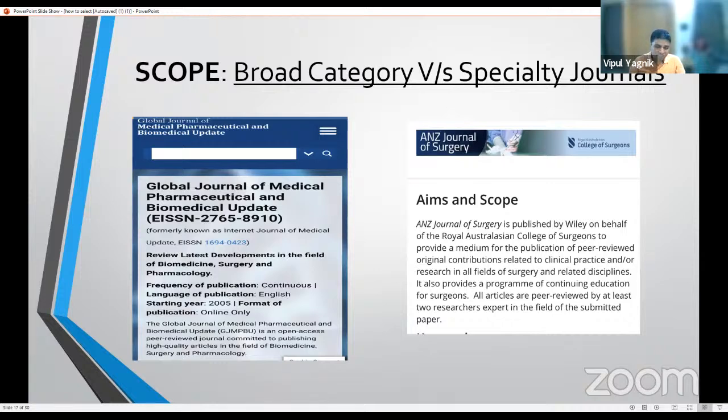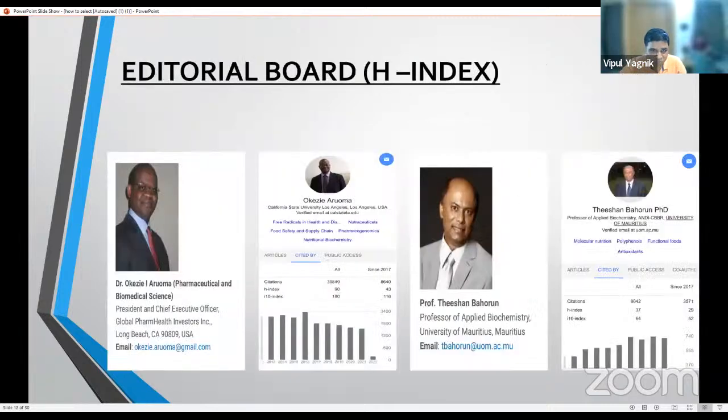On the other hand, if you see ANZ Journal of Surgery, it has clearly mentioned that they will publish articles in the field of surgery and related disciplines. So this is the difference between a broad category and a specialty journal. When you are trying to select a journal for publication, you need to see the scope of the journal first, and then you can submit.